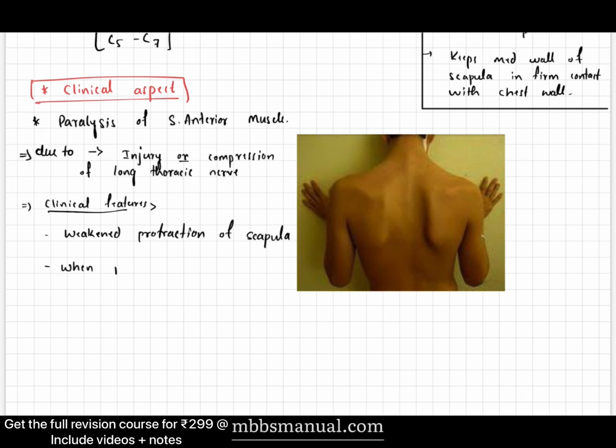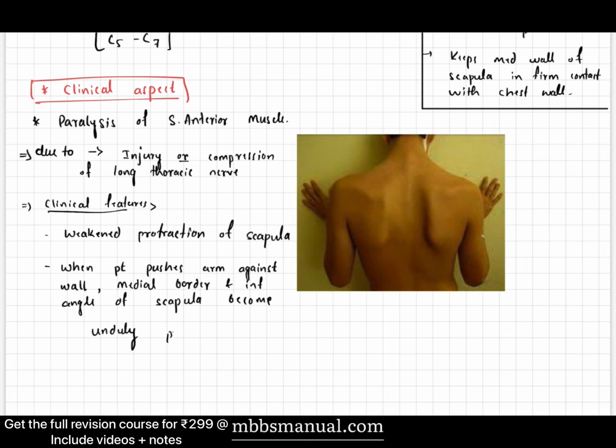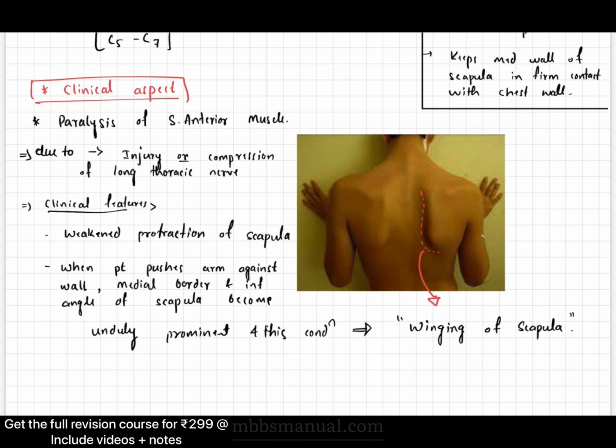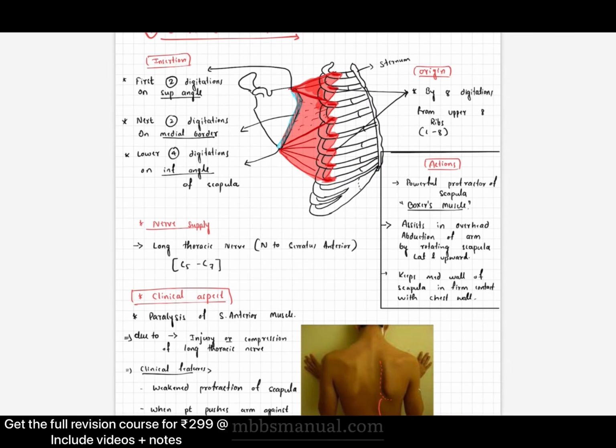lack power. So while boxing they won't have as much power as a normal person does. When the patient pushes the arm against the wall, the medial border and inferior angle of the scapula become unduly prominent, and that condition is known as winging of scapula. As in the picture, you can see the medial border and inferior angle.